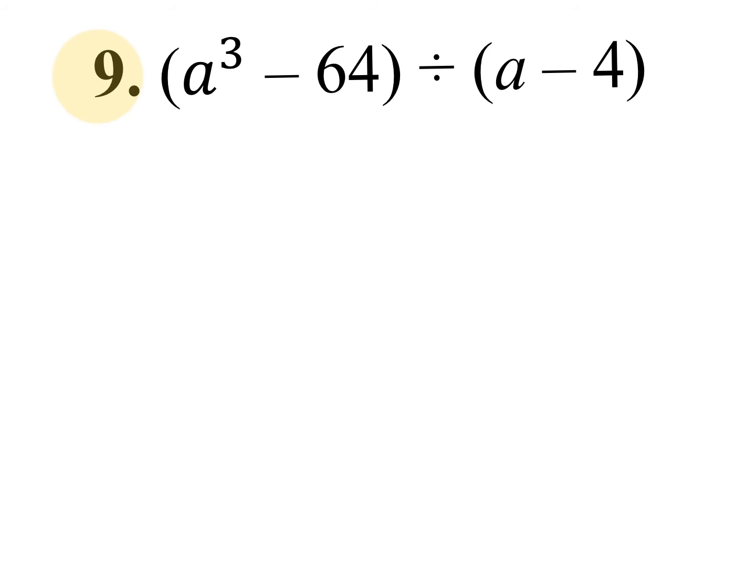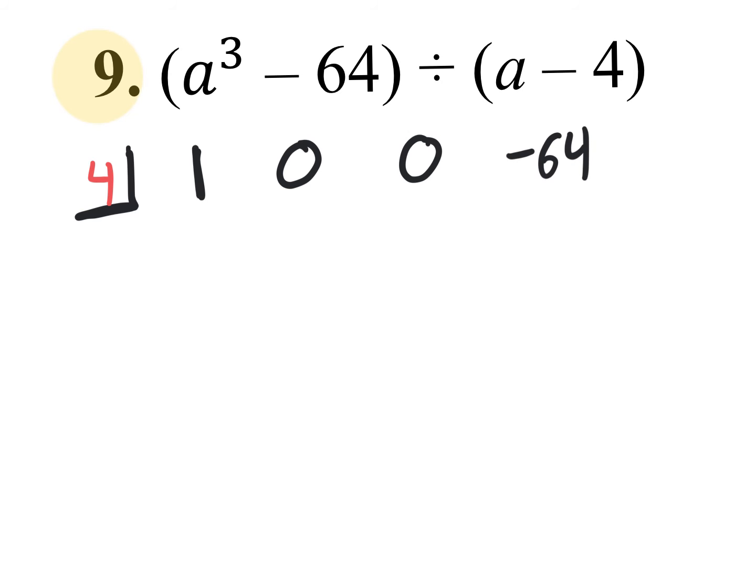Together now. Backwards L. What goes inside the backwards L inside the box? 4. How about the list? Could somebody give me the list of coefficients representing every single power? A to the third. Okay, just the number in front of the a to the third. 1. 0 because there is no a squared. 0 because there is no a. Minus 64. That's the last number. Okay, if you miss one of these zeros, it's going to be wrong. Okay, we need to get this.